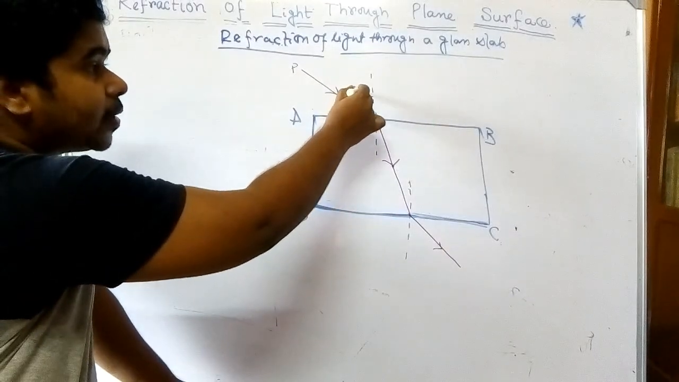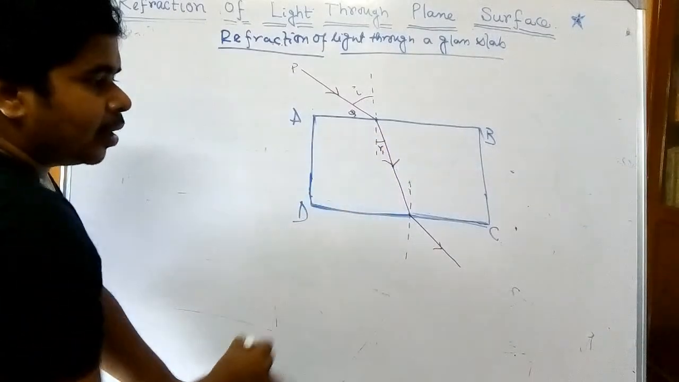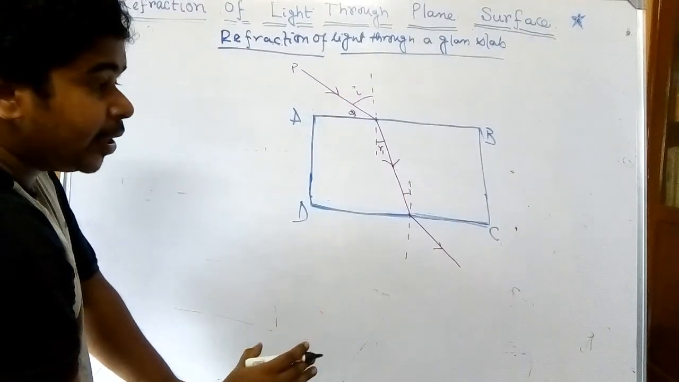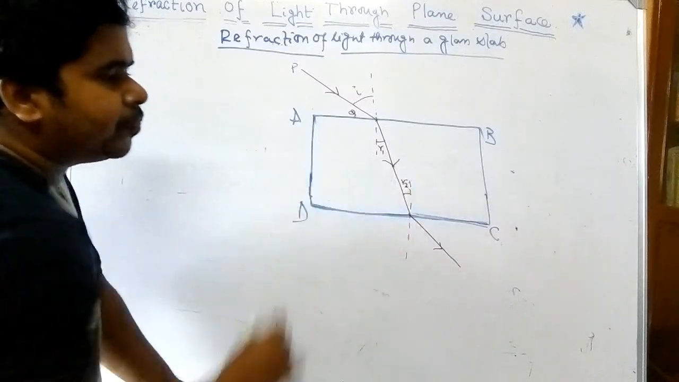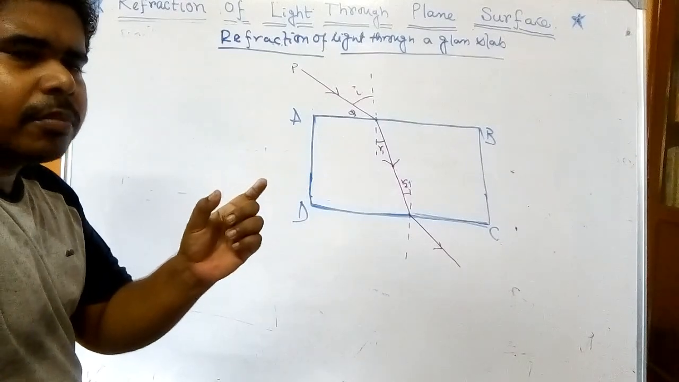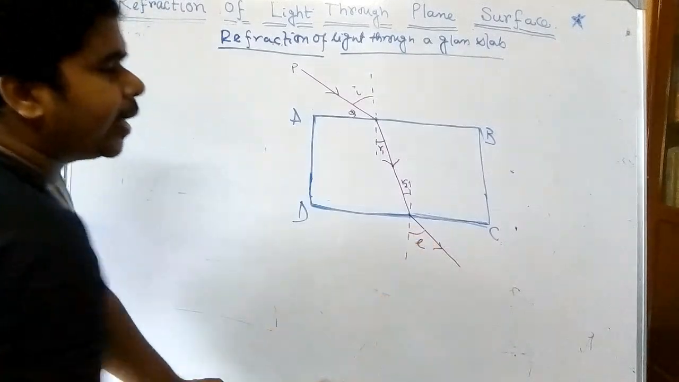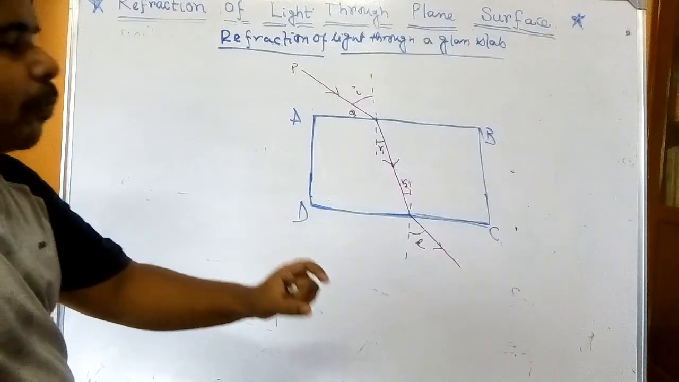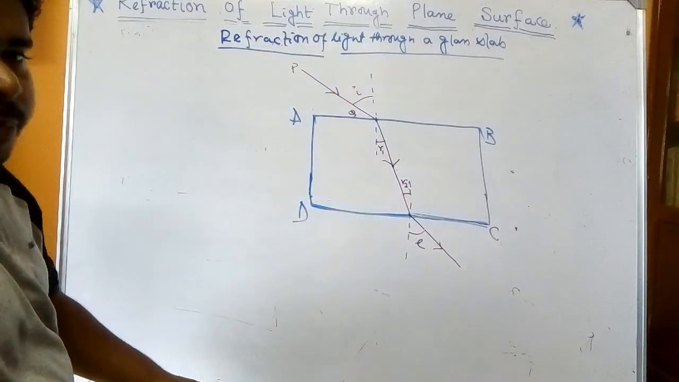So if it is angle of incidence I, the angle of refraction is R1, and the angle of incidence on the other surface we have taken as R2. Why have we taken R2? Just to make a simple relation between R1 and R2. And that one is known as the angle of emergence, meaning the light has gone outside. So that is the path of a light ray through a glass slab.